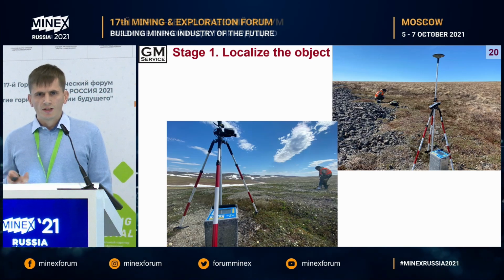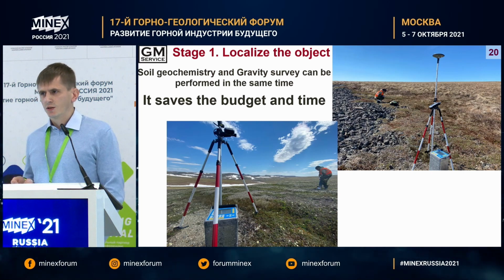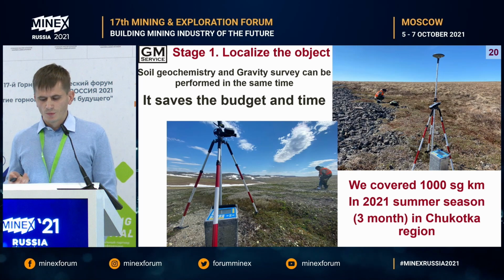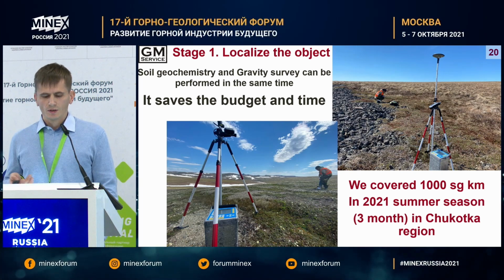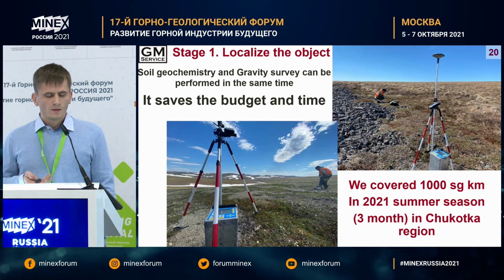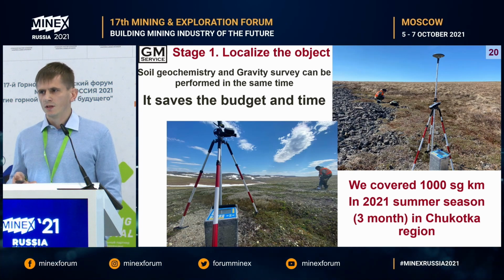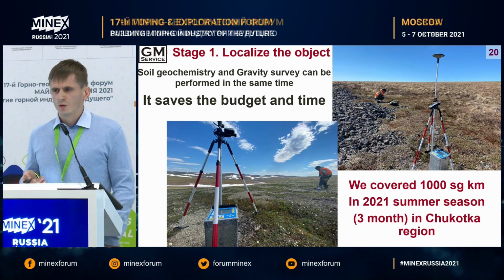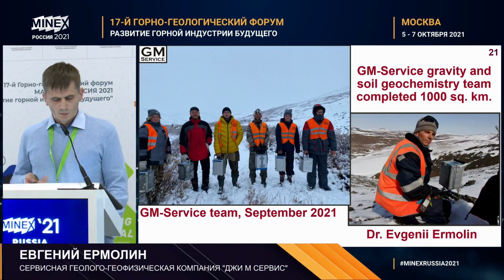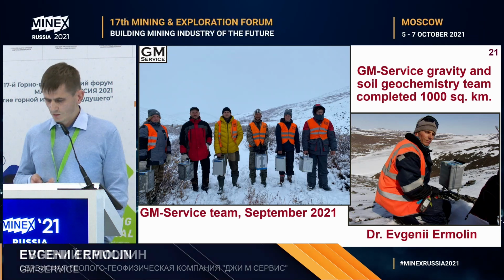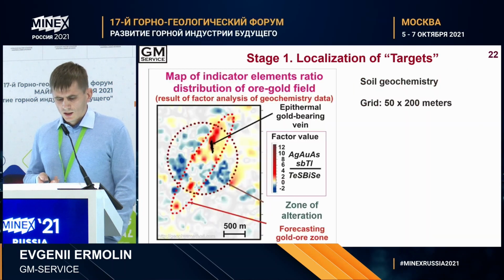It should be noted that such technologies as gravity prospecting and soil geochemistry can be done in a single go. That saves you money and saves you time. This year we covered 1,000 square kilometers of study, and the pair was made of a geologist and a geophysicist who took samples. So a team of 2 people covered 1,000 square kilometers, and we managed to complete this study before the end of the season.